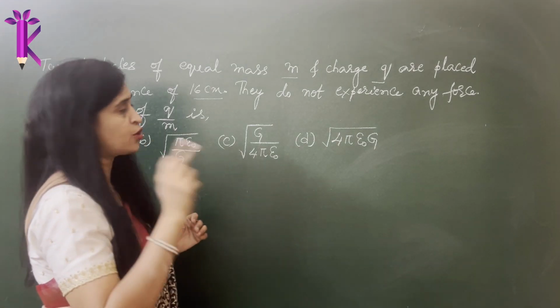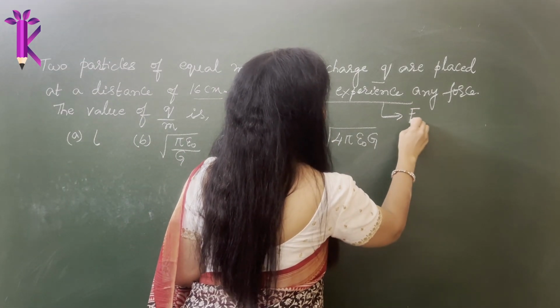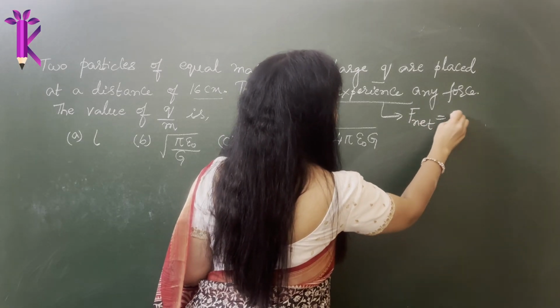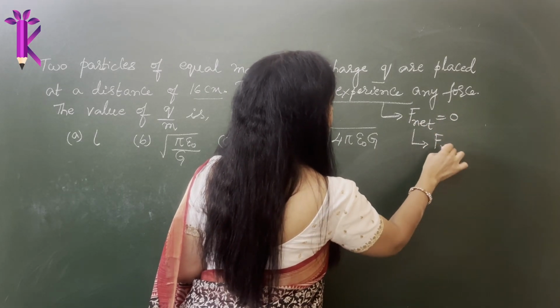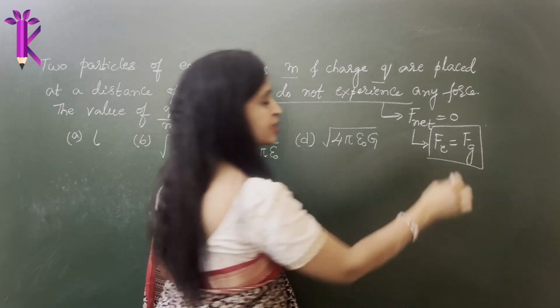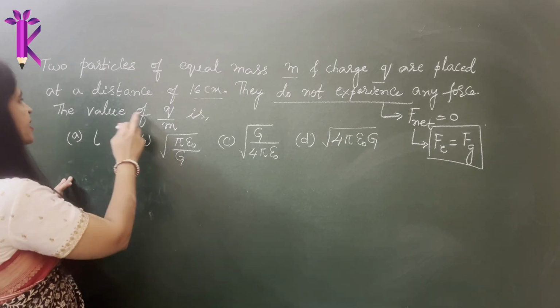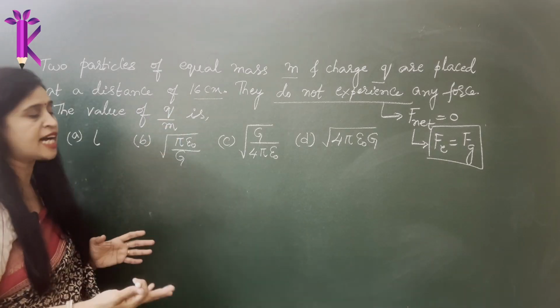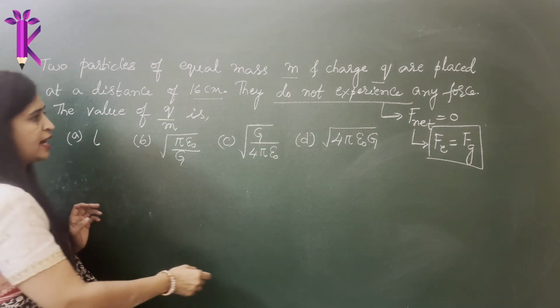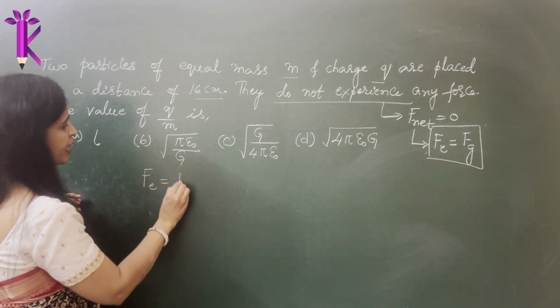So that is the first clue that you must catch, that when they do not experience any force, that means the net force acting on those charges is zero. And when is this net force equal to zero? When the electrostatic force of repulsion is equal to the gravitational force of attraction between the charges and the masses. So what is the ratio of q by m? So charge to mass ratio is what you're supposed to find out. So this is our first clue point. Let's write it down. Fe is equal to Fg.